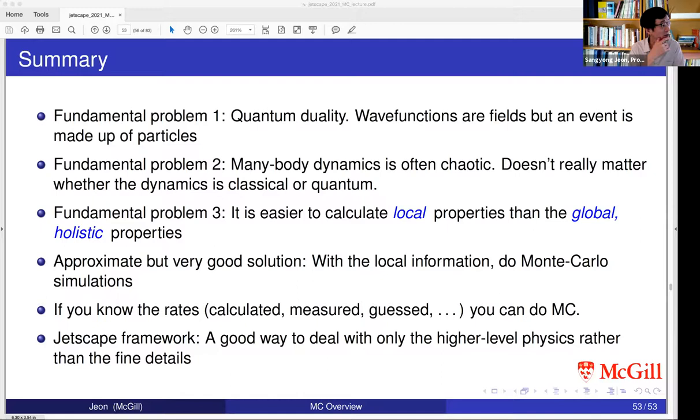Is the recombination model similar to coalescence? The recombination model is the coalescence model. They're two names for the same thing.